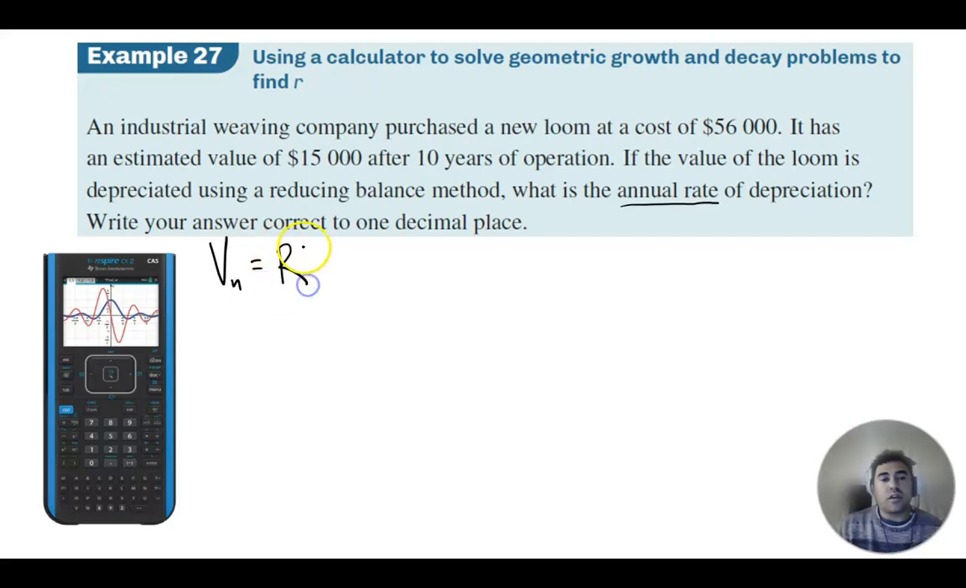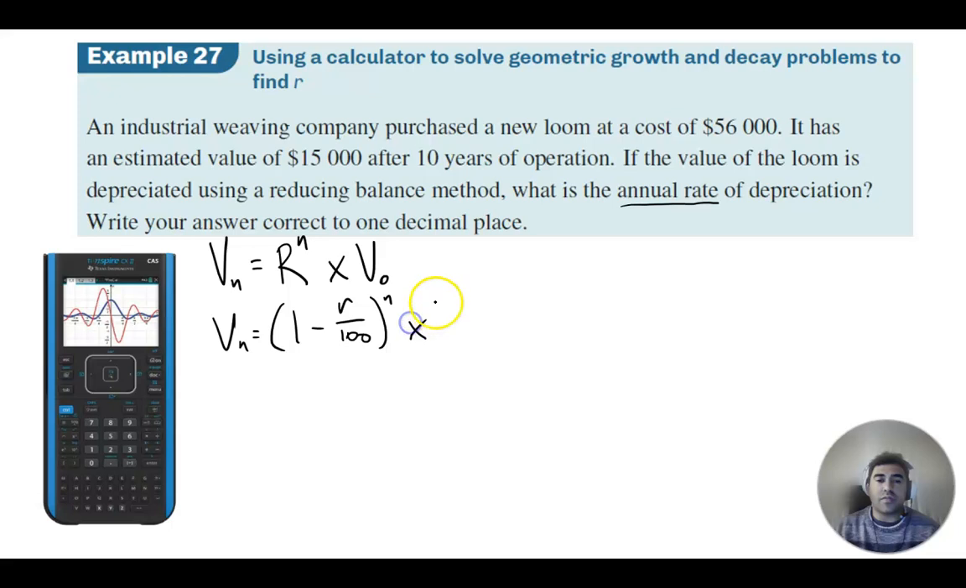To get V of n, we're going to get the multiplicative factor, big R, to the power of n, and we're going to multiply this by our initial amount. But we run into a bit of a problem because big R is actually formulated from 1 minus small r over 100, to the power of n, times V0. So yes, this is a multiplicative factor, but how do we get it? By getting 1 and subtracting the rate. And what we don't know is what this rate amount is. Usually it's given to us within the question, but this time we're trying to solve for it.